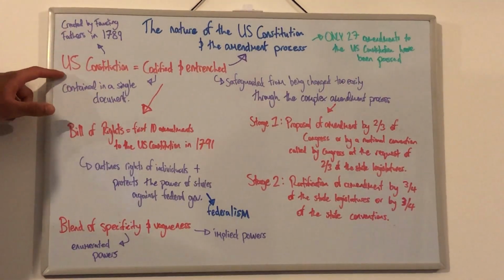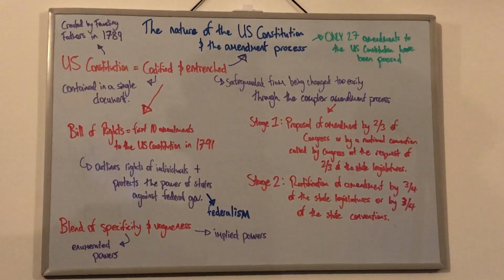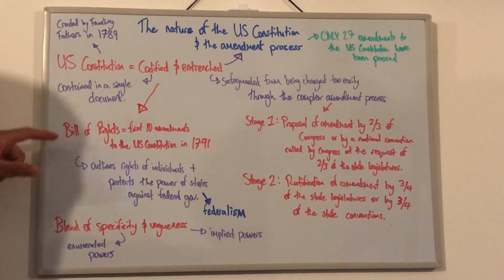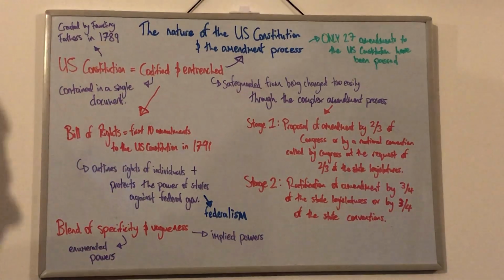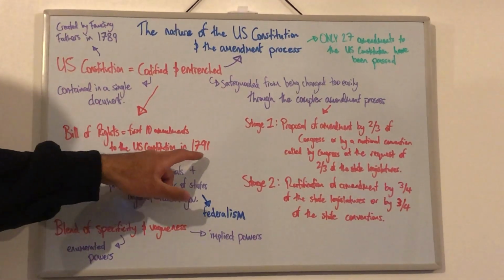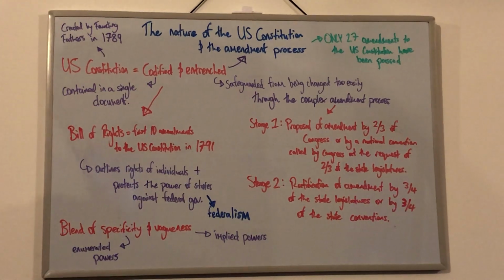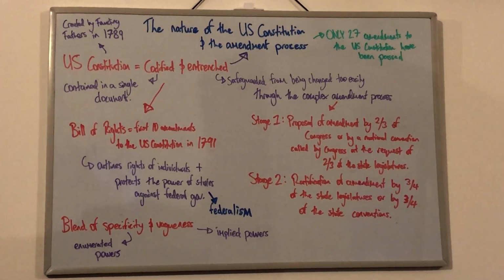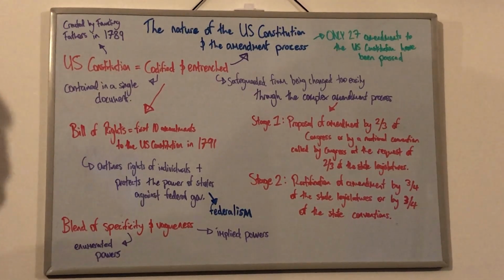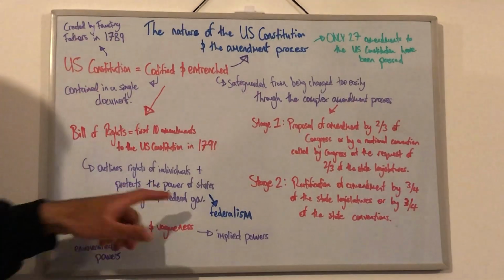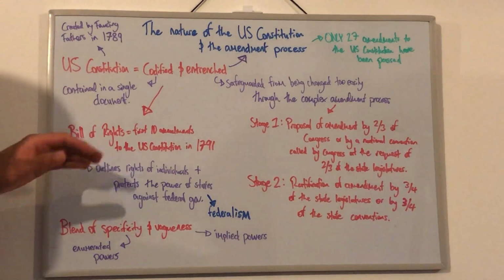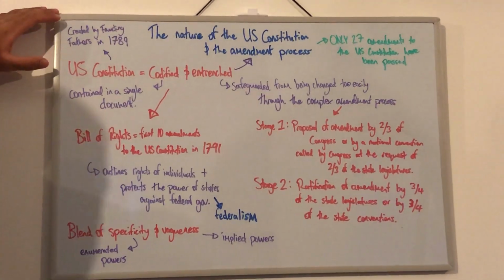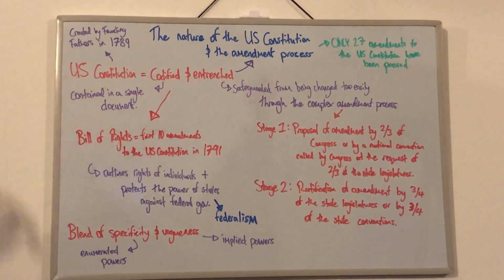And for the US Constitution, the relationship between the government and the governed is explicitly outlined through the Bill of Rights, which is the first 10 amendments to the US Constitution passed in 1791, okay? That relationship is defined through the rights of individuals, but it's also defined through the rights of states against the federal government, and we'll return to this a little bit later, okay? So the Constitution was created by the Founding Fathers in 1789.